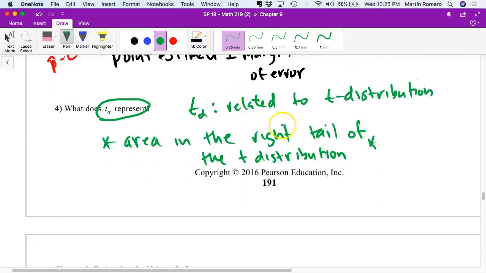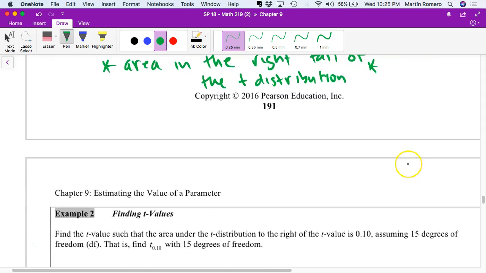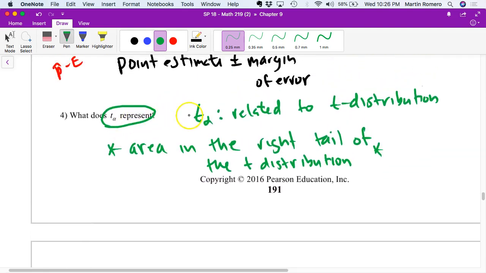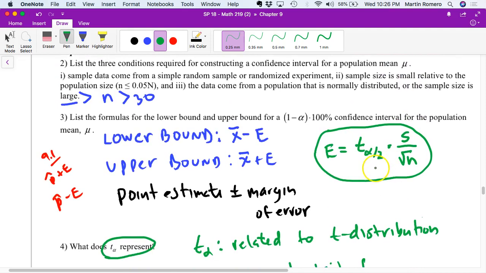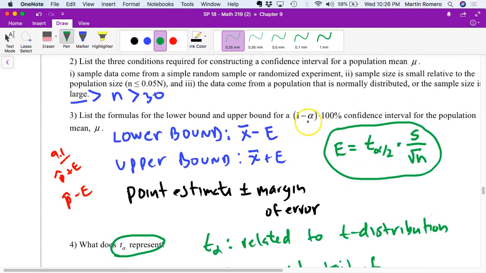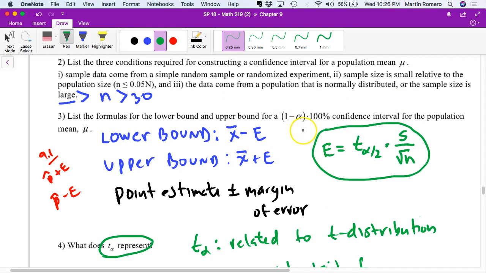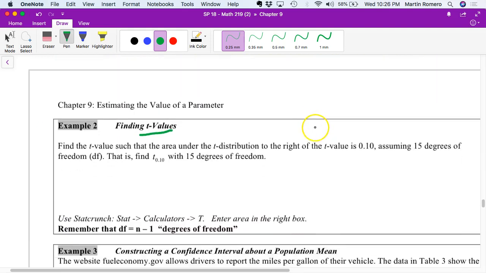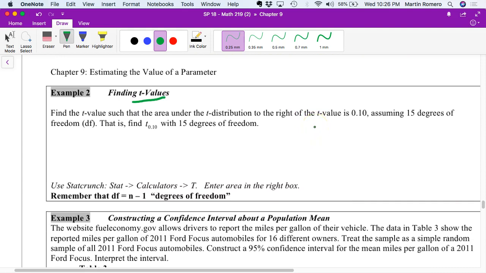It's related to the T distribution. You look in the book, you see graphs of that, but again, we don't go in depth on that. So what we do need to know how to do for sure is calculate these T values, these T alpha, or this T alpha over 2. And that is all going to be related to your alpha level, or the level of confidence that you want to create your confidence interval. And so let's do this example here.